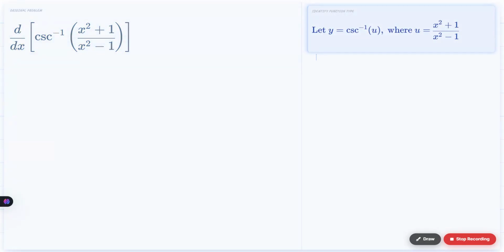We let y equal CSC inverse of u and let u equal x squared plus 1 divided by x squared minus 1. We do this to name the parts of the problem. Naming parts makes a big problem easier to handle.